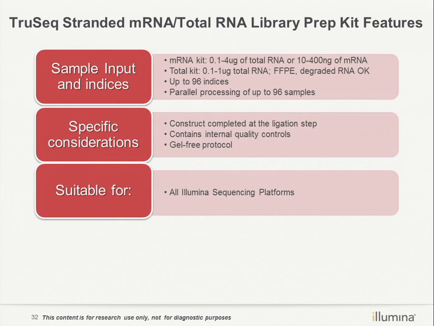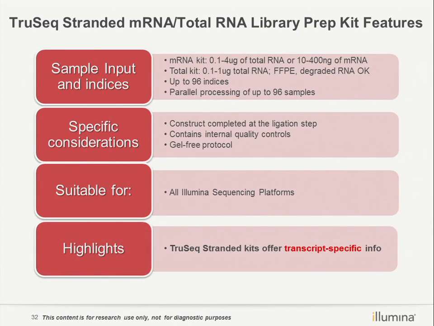For both kits, the mRNA and the total RNA kits, they may require different sample input. And this total RNA kit, as I said before, is for FFPE samples, because they are highly degraded, so total RNA will help us capture as much of the messenger RNA as possible. Both kits support multiplexing of 96 samples. Both use a gel-free, bead-based size selection protocol, and both are compatible with all Illumina sequencing platforms.